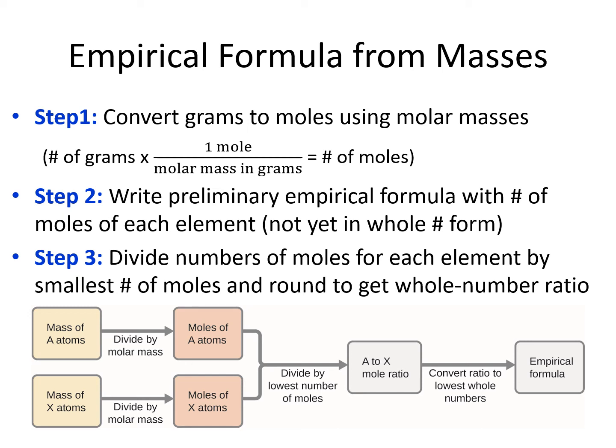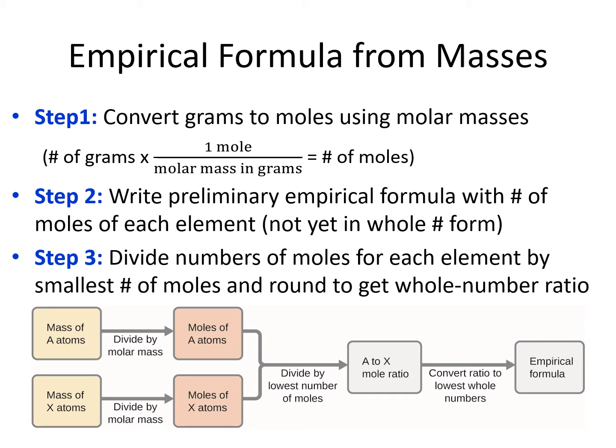Our second type of calculation is finding an empirical formula based on some masses that have been experimentally determined. First, we would get the masses of each of the elements in a compound, and we can take those masses in grams and convert them into moles using the molar mass. We learned how to do this in Chapter 2. We take our grams, divide by the molar mass, and that gives us a number of moles.